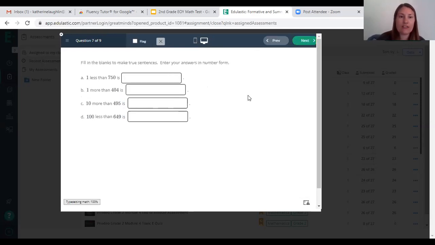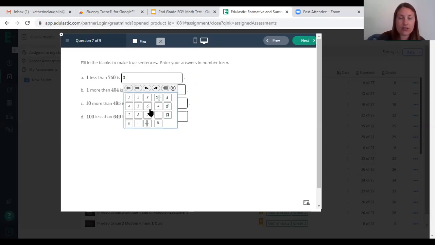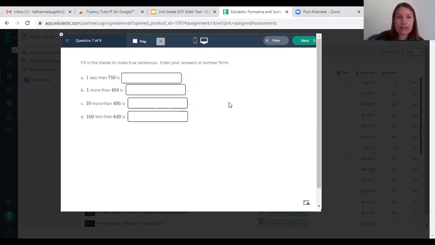Here it says, fill in the blanks to make true sentences. Enter your answers in number form. So 1 less than 750, I'm going to click it, this little box pops up. If I think the answer is 58, I'm going to type in the 5 and the 8. Now, I don't, so I'm going to delete that, but just showing you how that works.